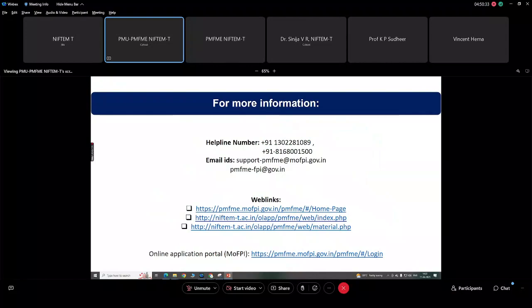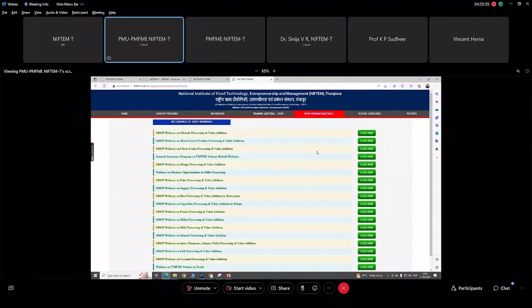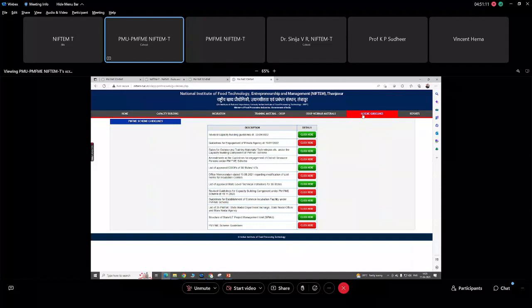So these are the web links of the scheme. This I have shown you the application web link at the MYFPI portal. And this is the web link of our NIPTEM Thanjavur page, where you can find all the training materials in the downloadable format. Then the ODOP webinar materials are also available, where you can find all the webinars conducted so far. The recorded versions are available here. That also you can watch it. And any other guidelines related to this scheme that we have uploaded under this tab.